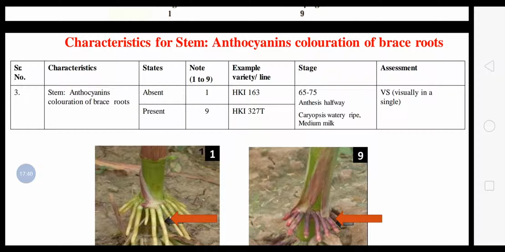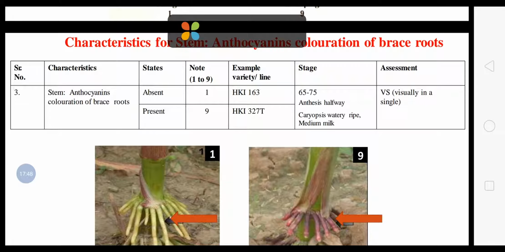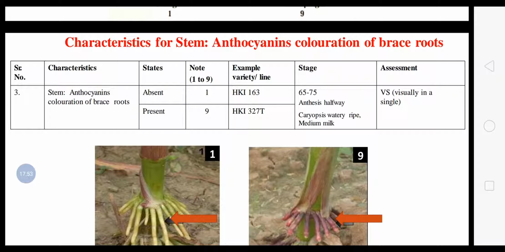Brace roots means the aerial or above-ground roots which help in holding the plant or establishing the plant in the field or soil condition. So here the coloration on brace roots is considered as absent or present. If absent, it is given score 1 and present means score 9. Here two stages are taken, 65 and 75. 65 is anthesis halfway and 75 is caryopsis watery ripe, medium milk stage. Visually in a single plant the character is taken for assessment.